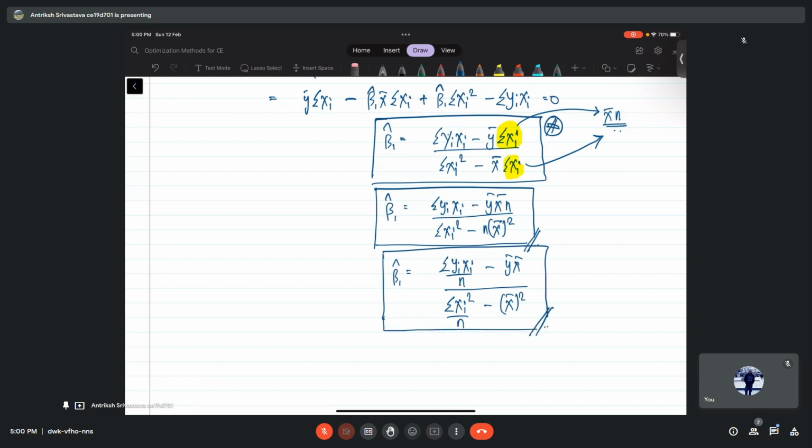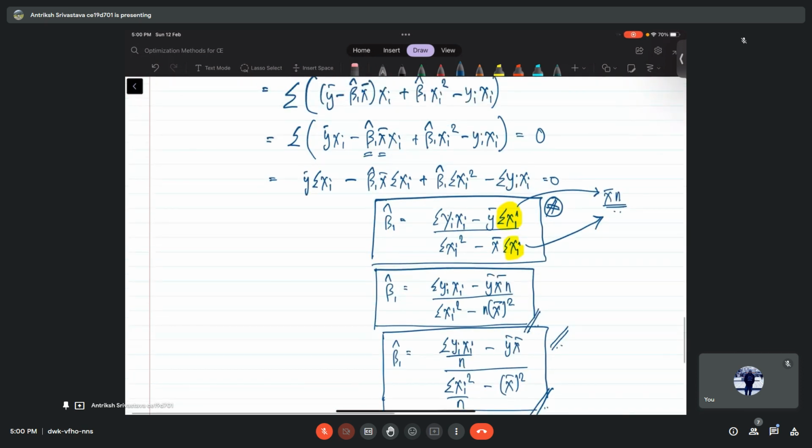So is that clear to everyone how we are getting the beta 1 hat and beta naught hat? Because the formula that sir has given is also 100% accurate, but you can simplify that to get to this, or you can add and subtract variables from this formula to get to that. That is not very important, so I'll not be covering that, but I just wanted to show you that you can get beta naught hat and beta 1 hat using these steps.